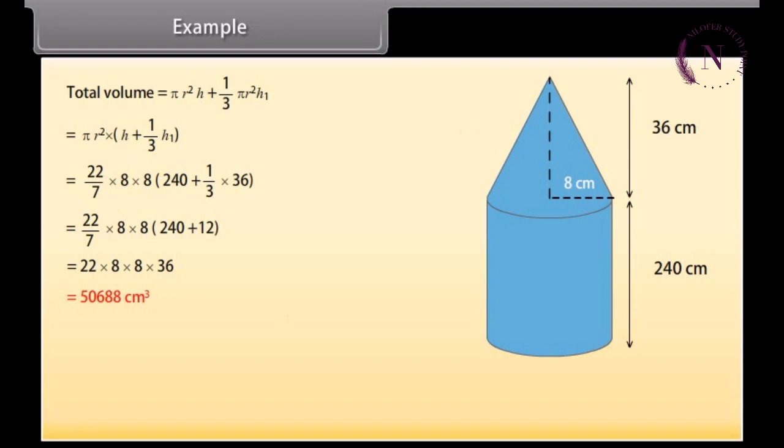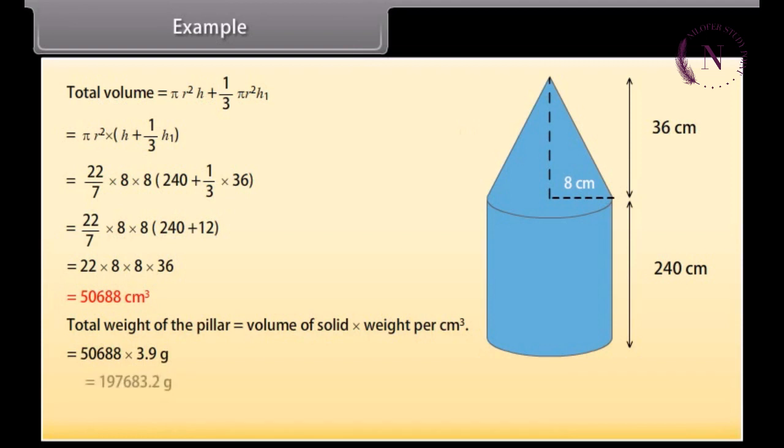50688 centimeter cube. Now total weight of the pillar is equal to volume of solid into weight per cubic centimeter. This is equal to 197683.2 grams or 197.6832 kilograms.